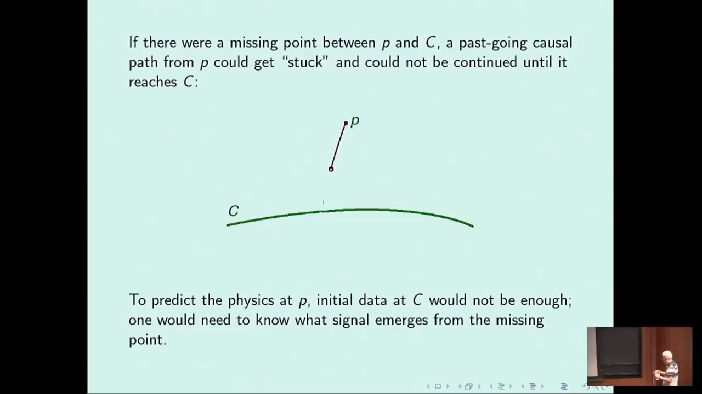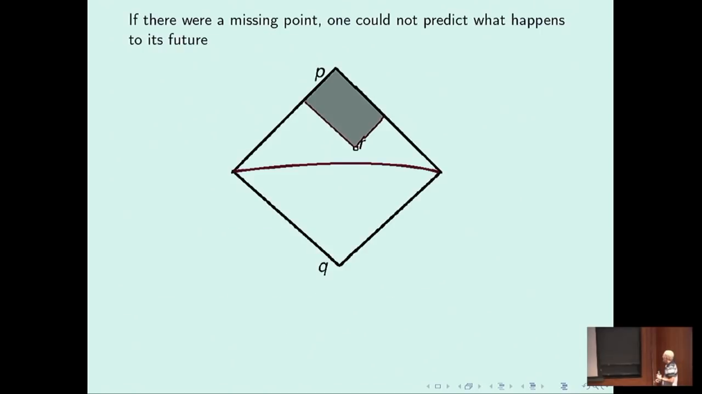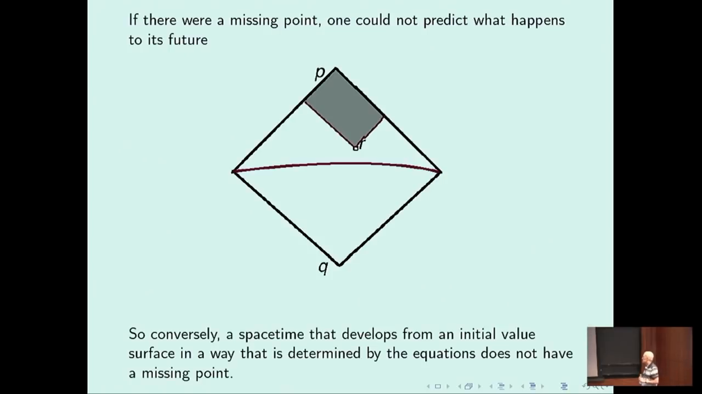I think I have another version of the same picture. If there's a missing point, you can't predict what happens in the future without knowing some conditions there. So initial data on C would predict what happens in the white region, but would leave you not knowing what happens in the gray region. So conversely, a spacetime that develops from an initial value surface in a deterministic way doesn't have anything missing.